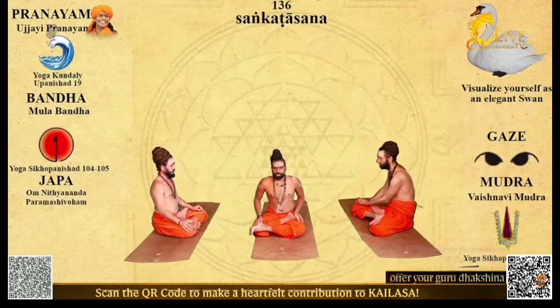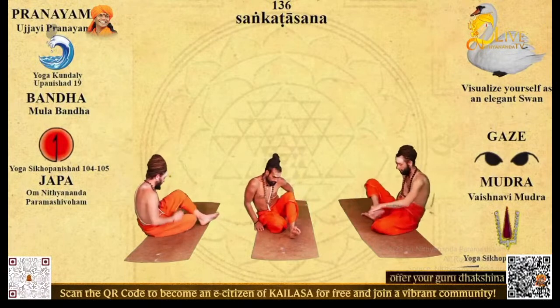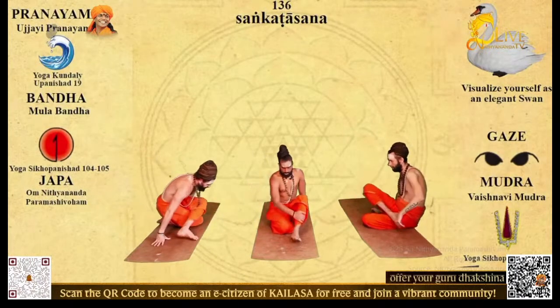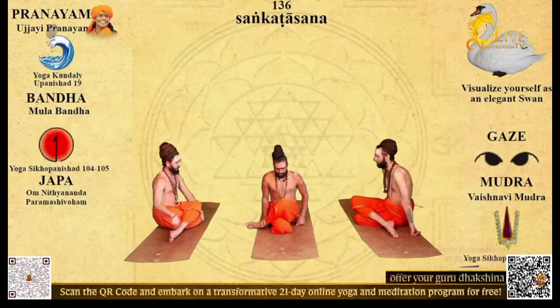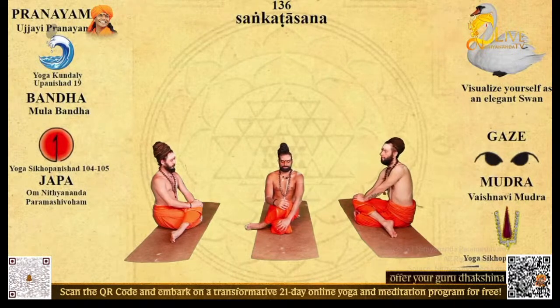Now we'll be repeating Sankatasana on the other side as you sit on the right heel, left leg on the top of the right. Now place both the hands on the opposite knees. Visualize a swan in your inner space.